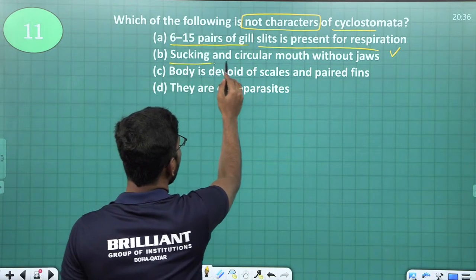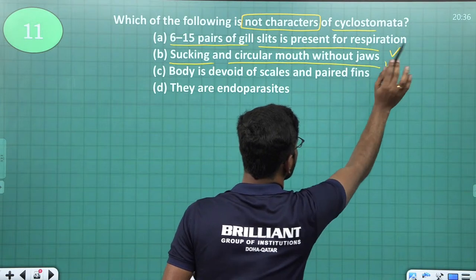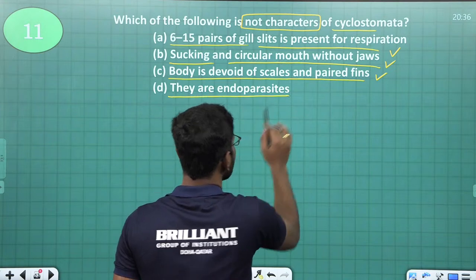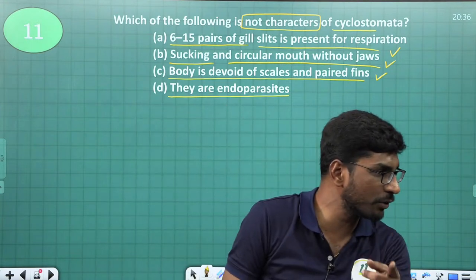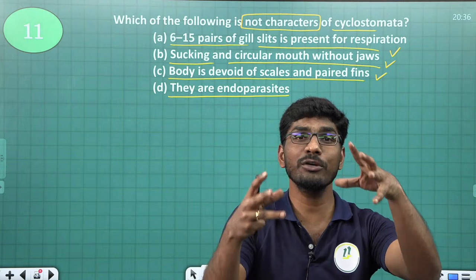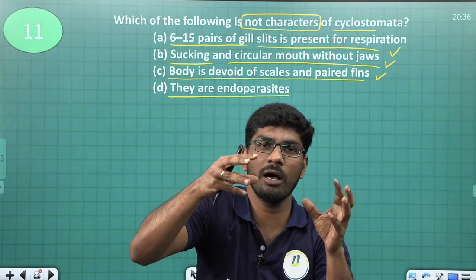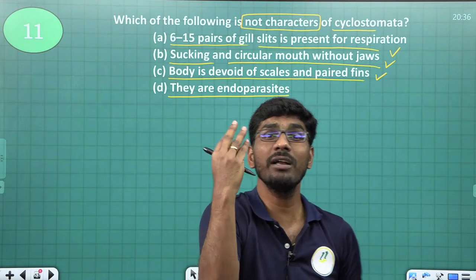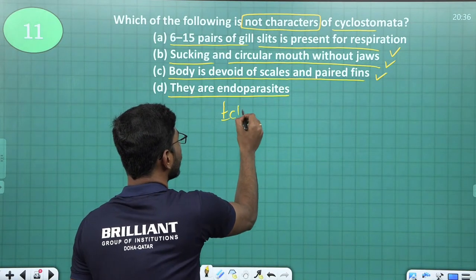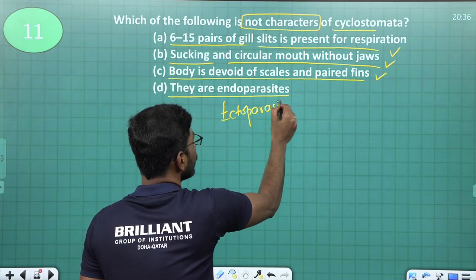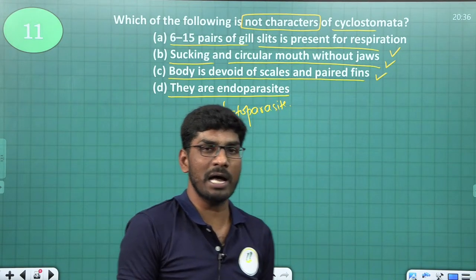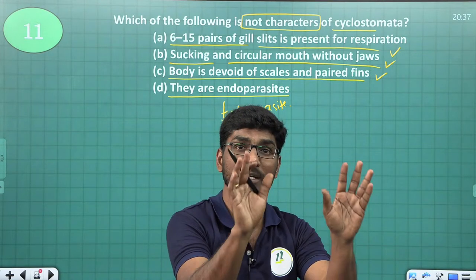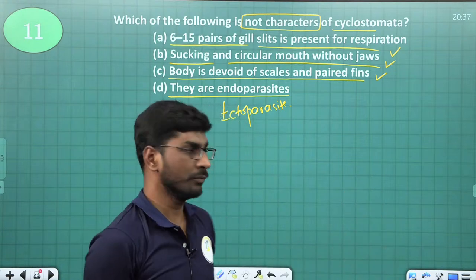Now, sucking and circular mouth without jaws, correct. Body devoid of scales and paired fins, correct. They are endoparasites. What's wrong in this one? Yes, absolutely. They are ectoparasites. They attach on the bodies of bigger fishes, they suck, they attach and they survive. They suck the food material from the host. They are ectoparasites. So, when will you get this type of answer? If you know the entire detailed information about cyclostomata or that particular phylum, otherwise no. Look at the next question.